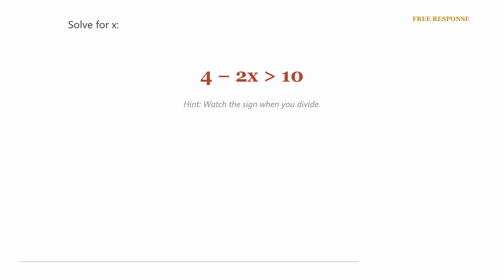Question 5, free response. Solve for 2x is greater than 10. Pause.